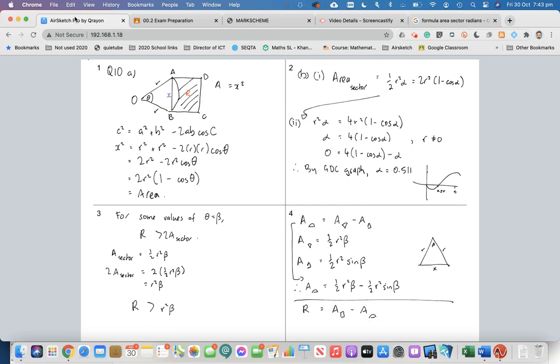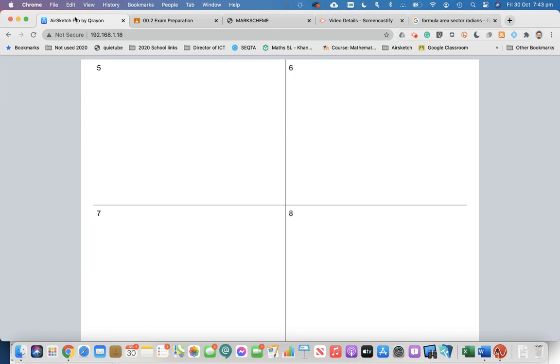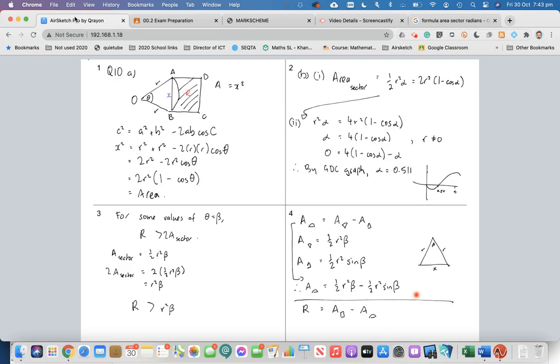I'll have to do it on the next page, unfortunately, so I might just need to do a bit of flicking. So the area of the square was 2R squared, 1 minus cos theta, but in this case, theta is beta, so 1 minus cos beta, minus the area of the segment, which was half R squared beta minus a half R squared sine beta.